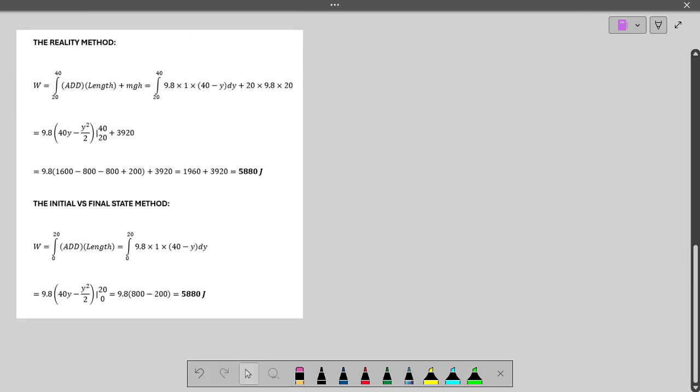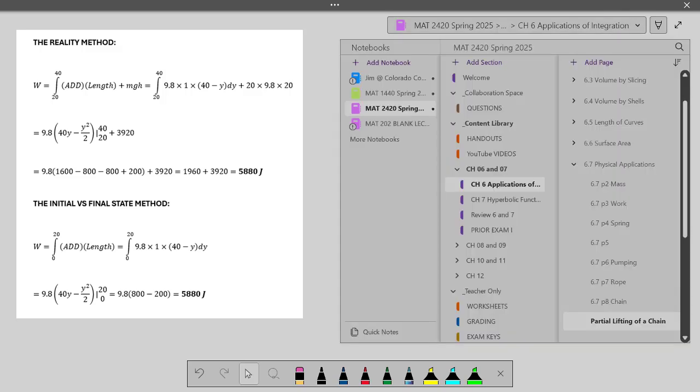So here it's worked out. You can look at them, and you end up with 5880 joules in both cases. But I thought that was kind of interesting. So that's, I think, more how a physics person would look at it, and imagine the final state of the chain instead of going through the actual physical reality that's happening when you're winding it. So take a look at both those solutions.